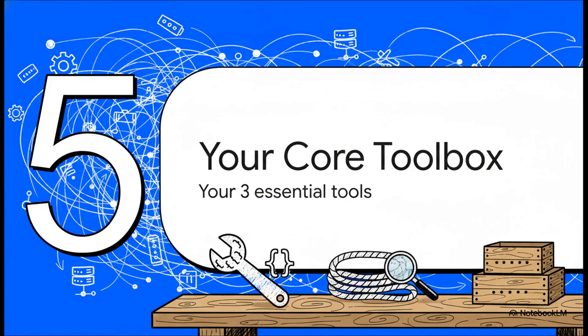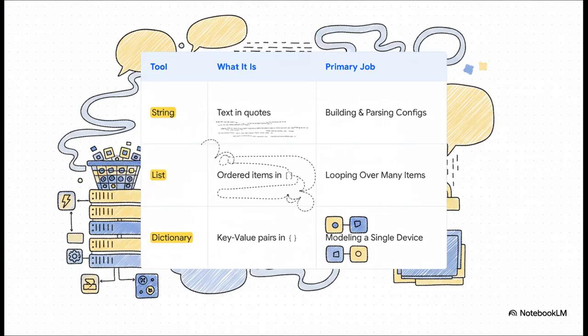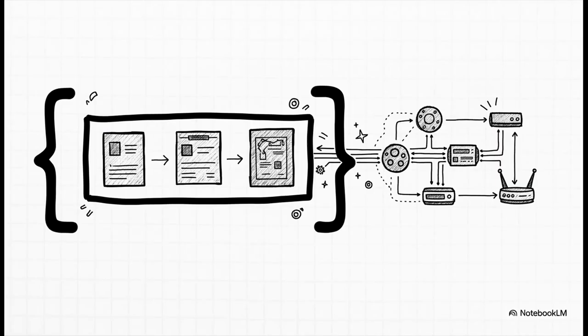Those are the 3 essential data tools you need for your automation toolbox. Let's do a super quick recap of what we just put in there. So if you remember one thing from all this, let it be this table. Each tool has a specific job. You use strings for working with text, you use lists when you have a collection of many similar items that you need to loop over, and you use dictionaries to model all the different properties of a single, complex thing, like a router.